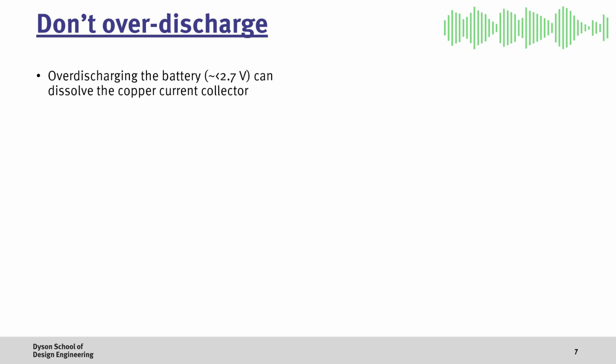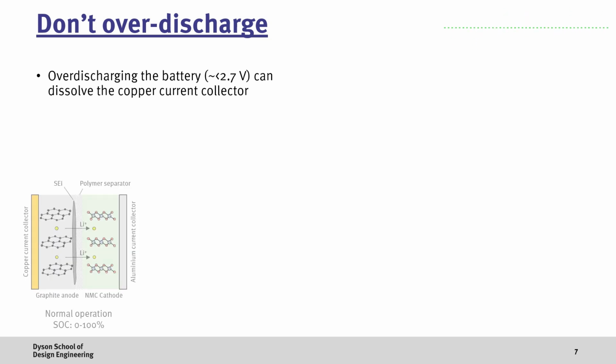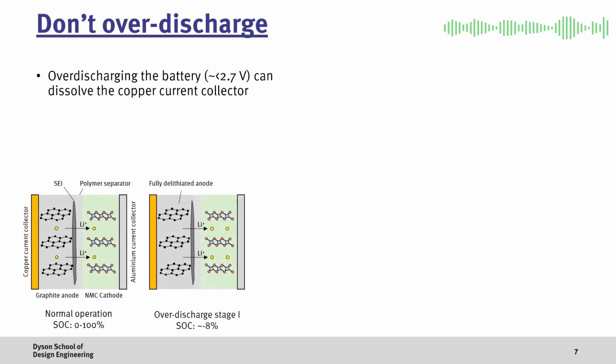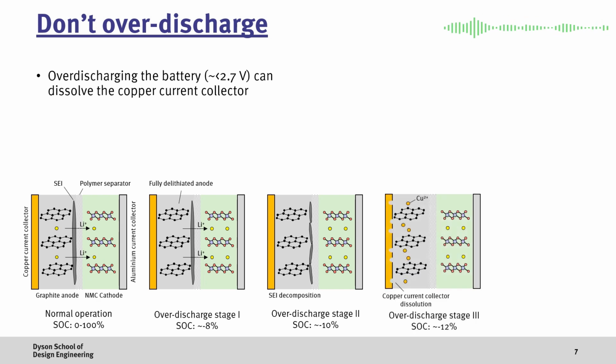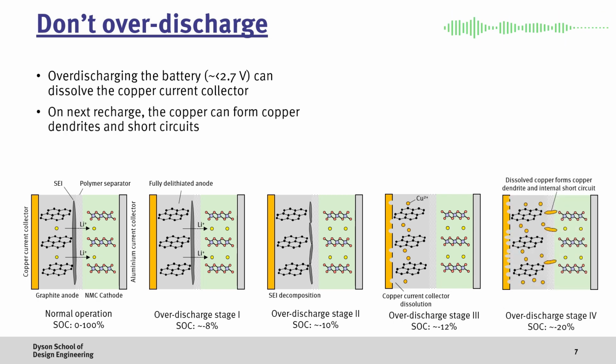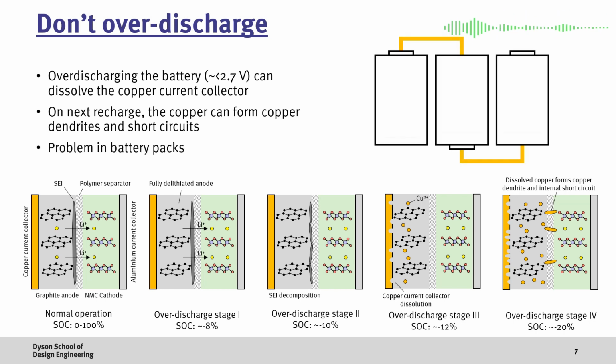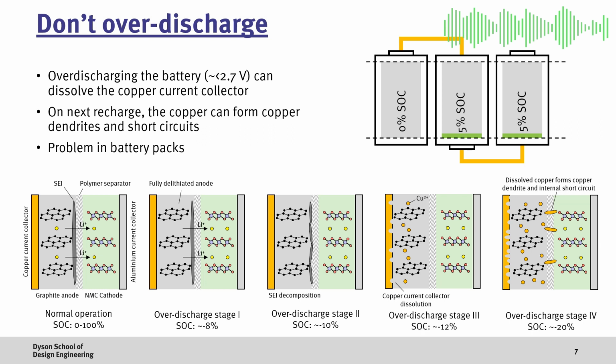And finally, you should avoid over-discharging your batteries. Here, if the state of charge of the batteries drops too low, then initially all the lithium in the anode is removed, which can destabilize the SEI. However, the more detrimental effect is that continued overdischarge can dissolve the copper current collector in the anode. This in itself isn't too bad, however, if this battery is then recharged, these copper ions can then form copper dendrites and short-circuit the battery. Again, this overdischarge problem can be more of an issue in battery packs with cells in series, where the cells aren't fully balanced.